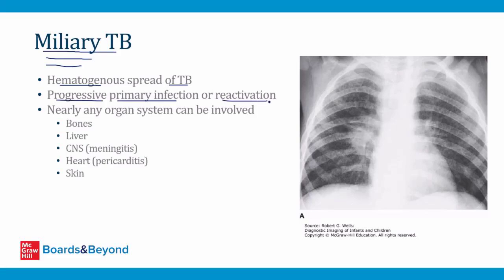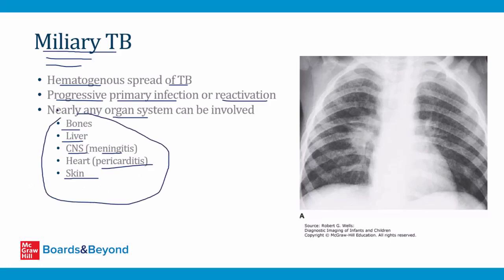And miliary TB is famous for the fact that it can infect almost any organ in the body. This is exceedingly rare in the modern era, but 50 or 100 years ago, when there were no good treatments for tuberculosis, patients would develop miliary TB, and it would spread to the bones and the liver. It could spread to the central nervous system, causing meningitis. Patients would die sometimes from pericarditis of TB involving the heart. It could also spread to the skin. But all these things, luckily, are very uncommon in the modern era because we have effective treatments for tuberculosis infection.